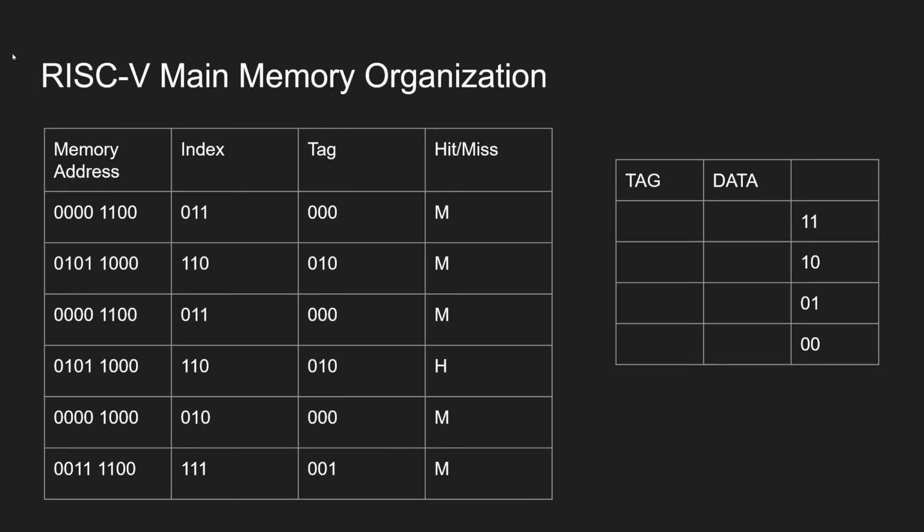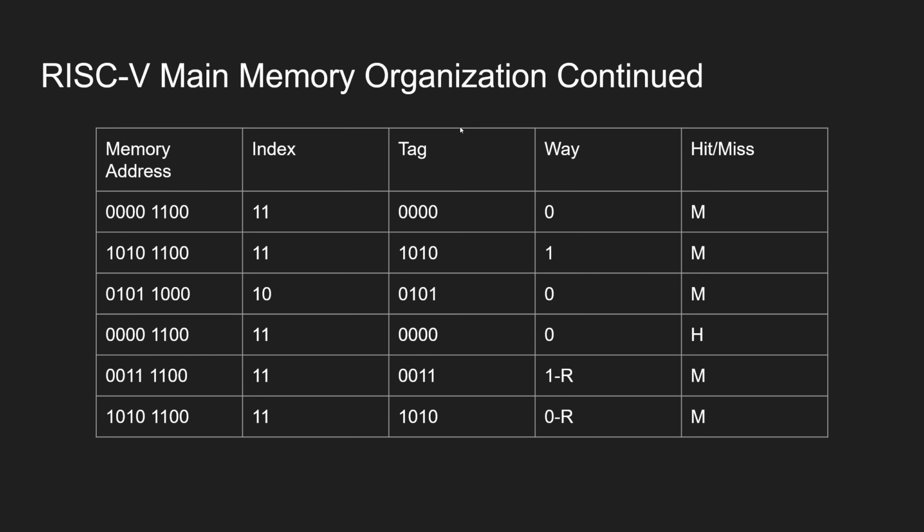And so this is RISC-V, the main memory organization. As you can see, we have the main memory address, the index, the tag, and whether or not it's a hit or miss. And as you saw earlier, that was direct mapped. So this is for associativity. We have memory address, index, tag, and a way to see which way is going to be correct or not. And then we have our hit or miss to identify whether the data is in the cache level.